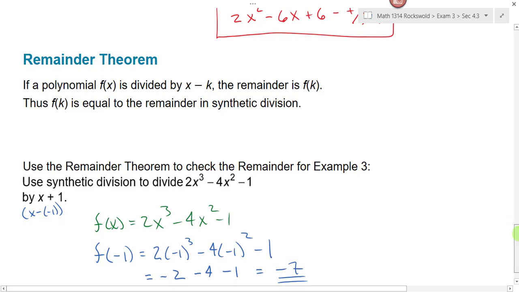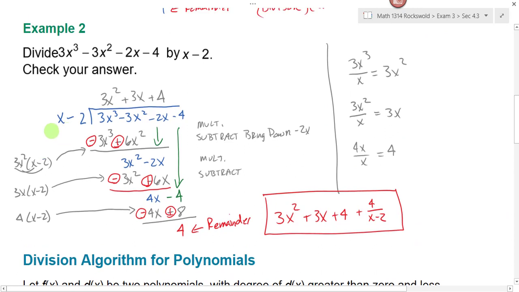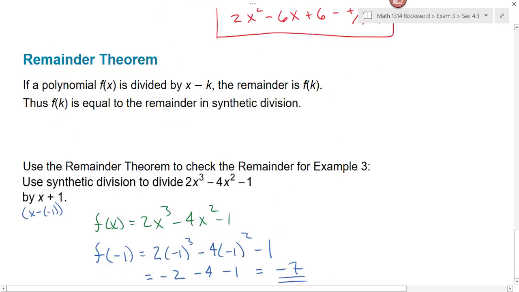Yes, this method up here is synthetic division. Yeah, the synthetic division would work on this one as well. It's got to have an x minus a number in order to do the synthetic division. So that wraps up section 4.3.